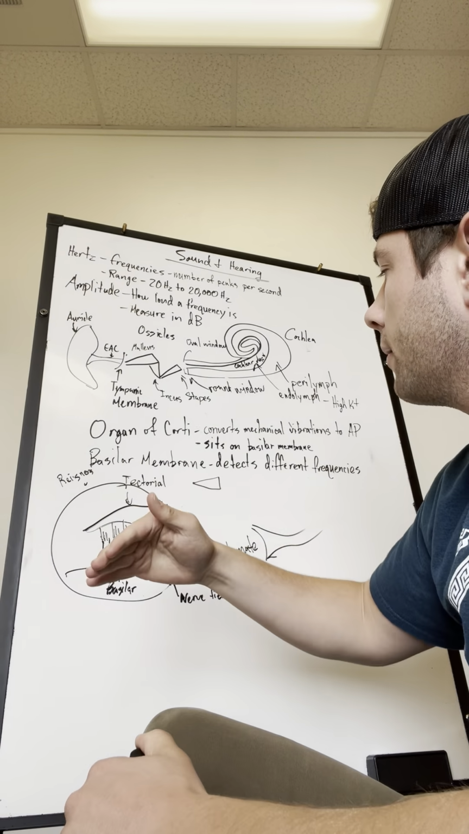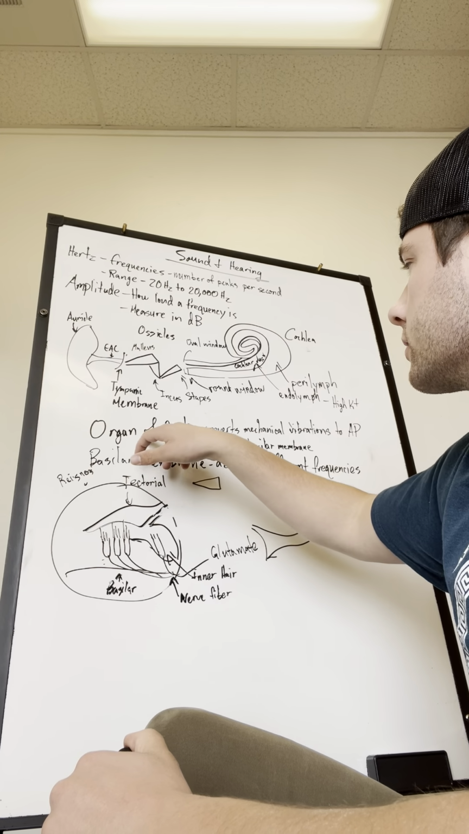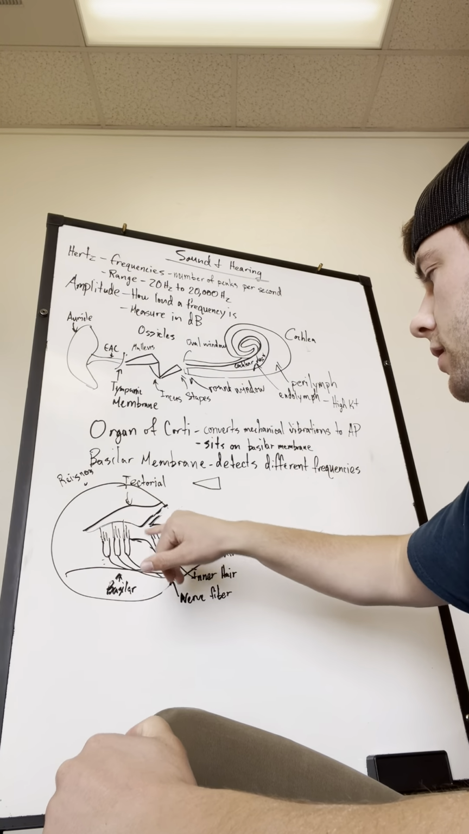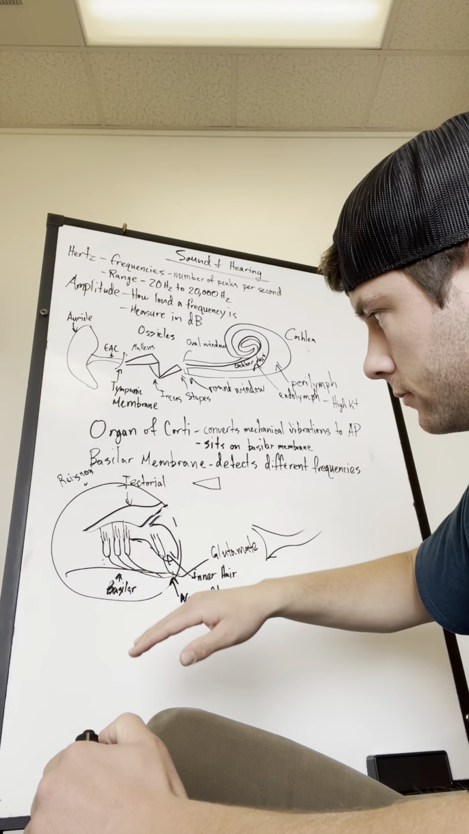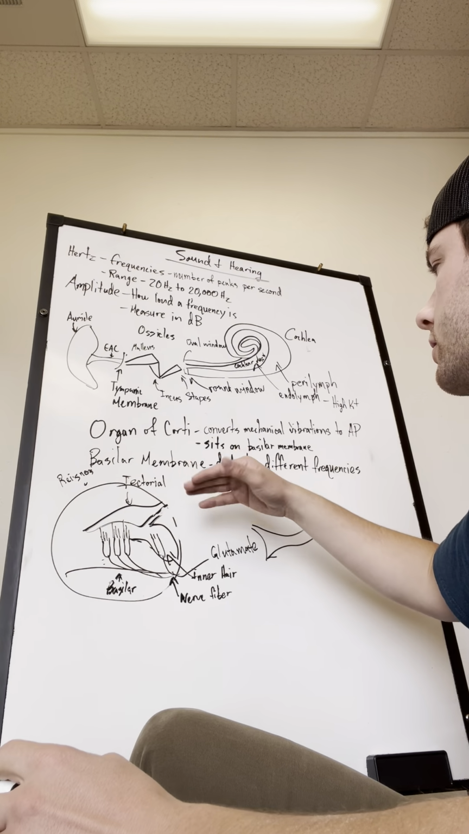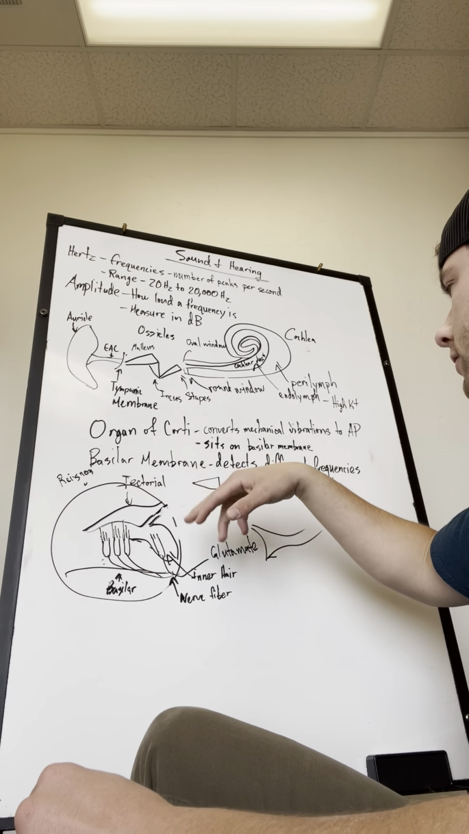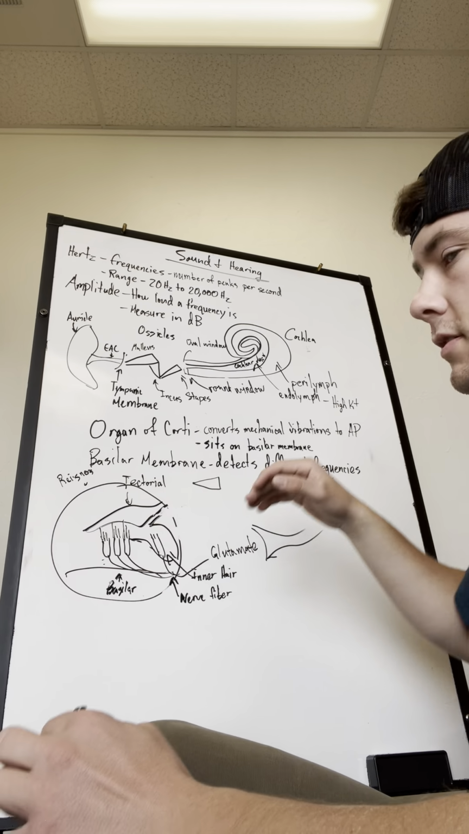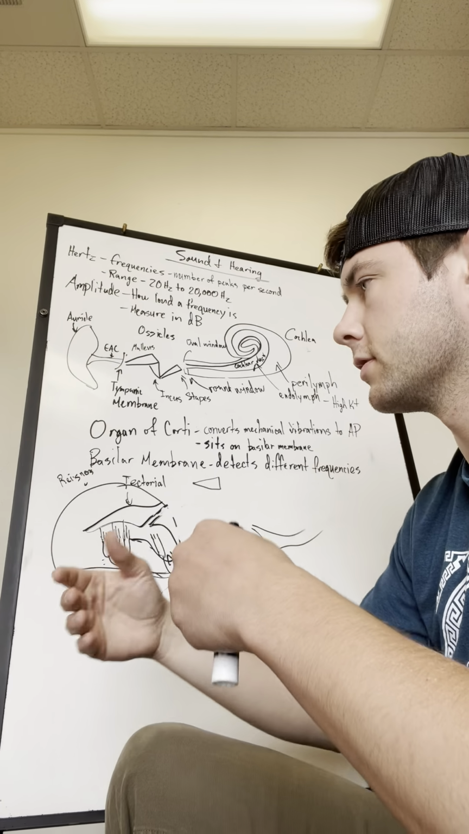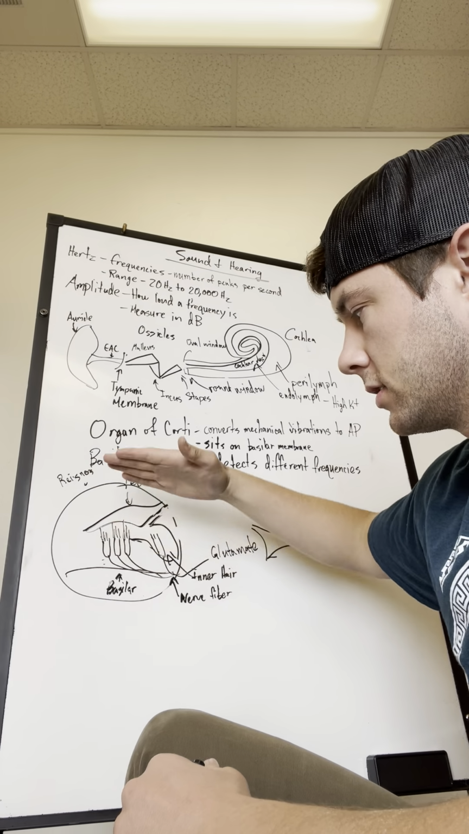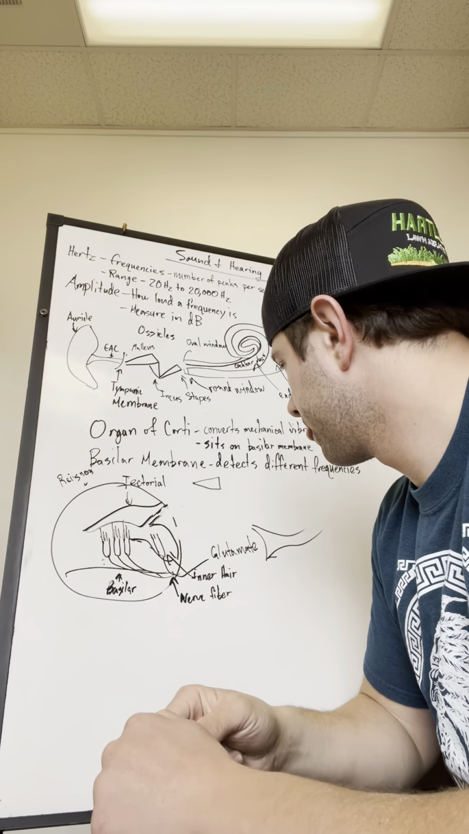And sitting on top of that basilar membrane is called the organ of Corti, and you can see it here, kind of has all your hair fibers and such, your hair cells and nerve fibers, and that's going to convert these mechanical vibrations of the fluid to action potentials because it sits right on top of the basilar membrane.